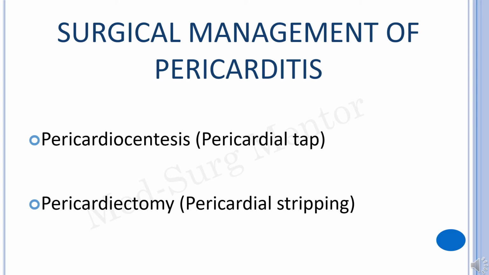The second procedure is called pericardiectomy. It is a surgery done under general anesthesia. In this procedure, a portion or all of the pericardium is removed. It is also called pericardial stripping. It is commonly used to relieve constrictive pericarditis.